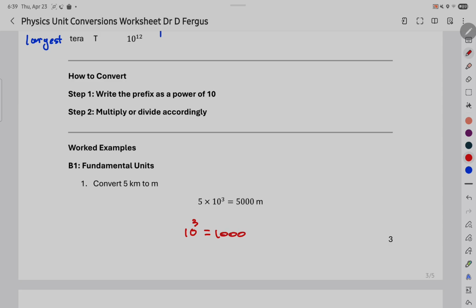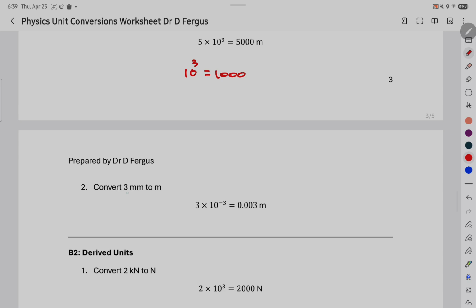Okay? Now, if we look at this, 3 millimeters to meters. So we're going from a smaller unit to a larger unit. Now, a very easy way of doing this is just multiplying this by 10 to the minus 3. Why? Because if we put 10 to the minus 3 in our calculator, this is essentially 0.001. So you're multiplying 3 by 0.001, you're going to get 0.003 meters.